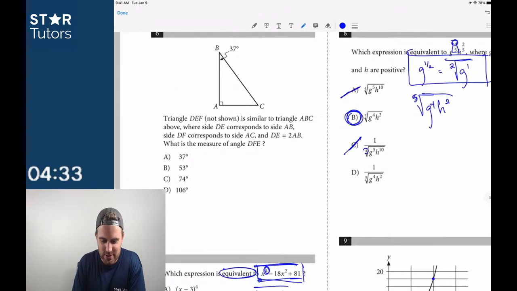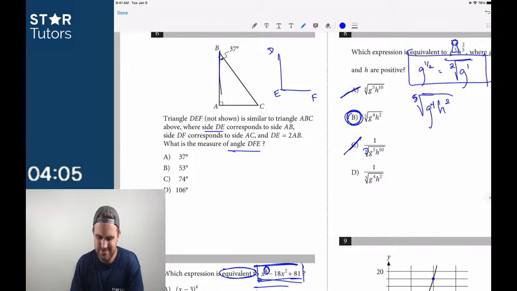This problem I should have done. I really like geometry, and I should have done this problem to start. It's probably just a basic trig problem or a measure of D. I think it's similar to triangle ABC, where side DE corresponds to AB. Draw this out if you can. And side DF corresponds to AC.